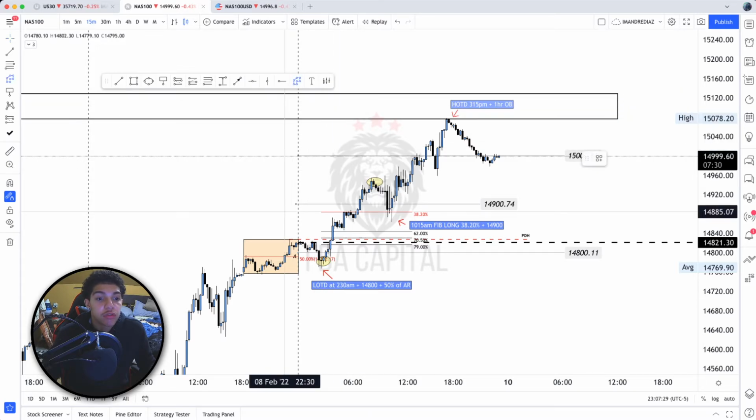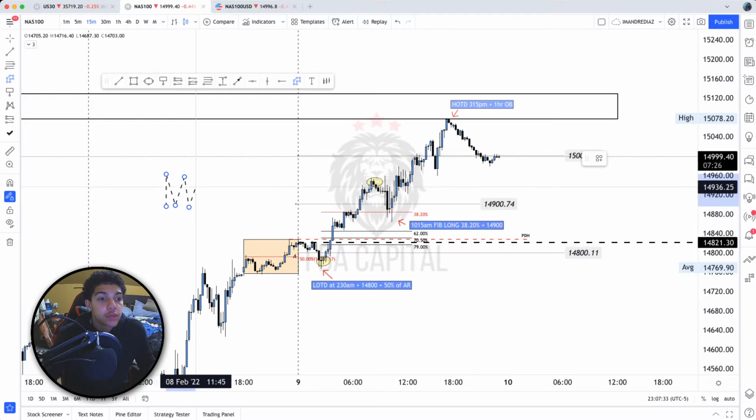So let's draw this as a schematic. What happened? During the Asian session, we consolidated, came a little bit higher, retested, made the low of the day after coming to the 50% of the Asian range. From there, price expanded, had a slight retest, and then kept on going. Simple as that, just a trending day.